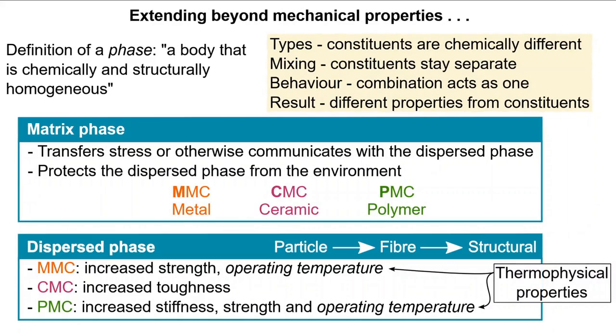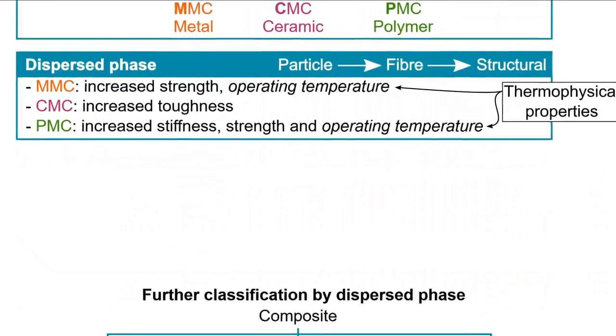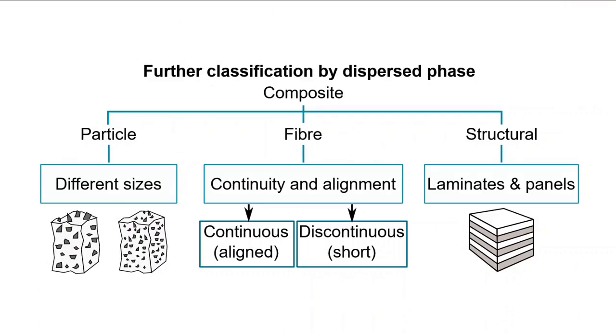Resistance to thermal degradation is a thermophysical property, not a mechanical property, and therefore calling the otherwise reinforcing phase a dispersed phase more broadly describes functionality. Let's now turn to how this may affect structural descriptions of composites. Well, not too much changes.